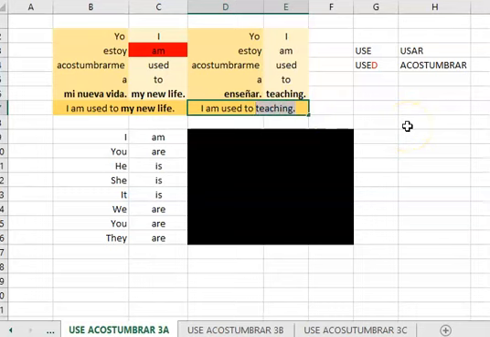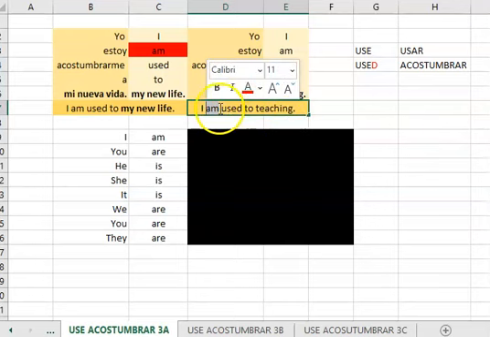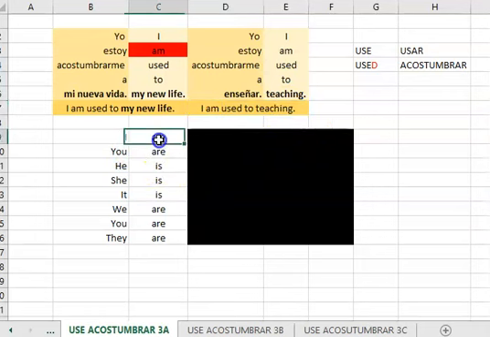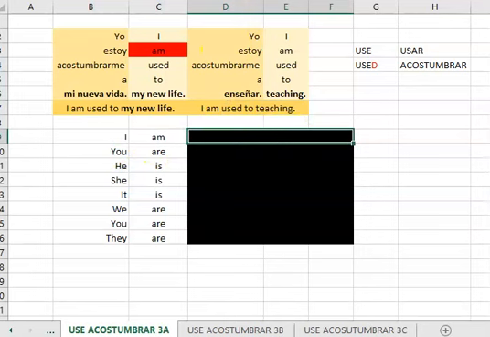So when you're talking about the idea of acostumbrar, you have to use the verb to be, then you have to use used to, and then whatever you're used to goes next. And if that is an action, then we use an ing, okay? So for example, I am used to eating pizza on Fridays. If we see, this is an action that we're used to, so it is written with an ing.